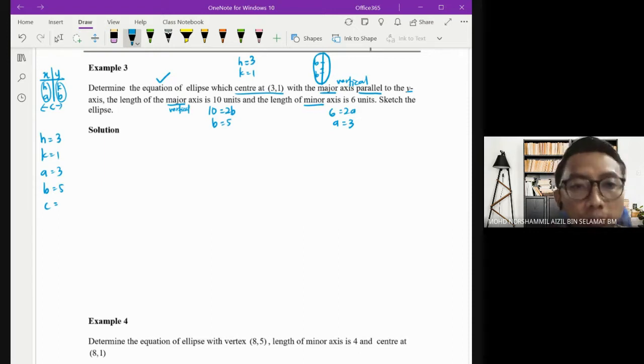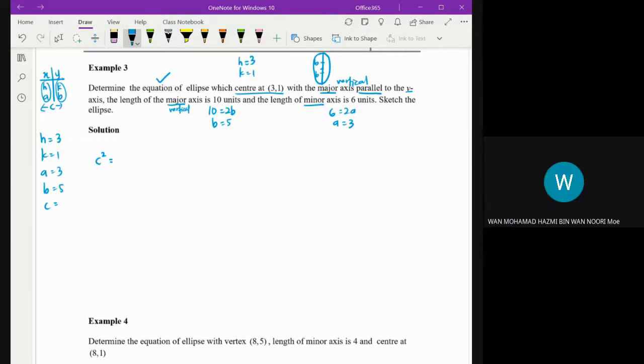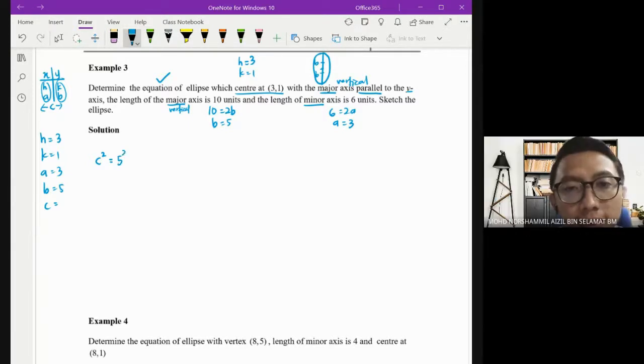C tadi saya kata apa? Formula dia apa? C square equals to big square minus small square. So yang mana square tolak yang mana square? B square tolak A square. B square minus A square. Always going to be big square minus small square. So dalam kes ni B besar, so B square tolak A square. Kalau kes tadi A besar, so A square tolak B square. Dia macam tu saja. Tapi dia mesti dapat C square bukan dapat C.